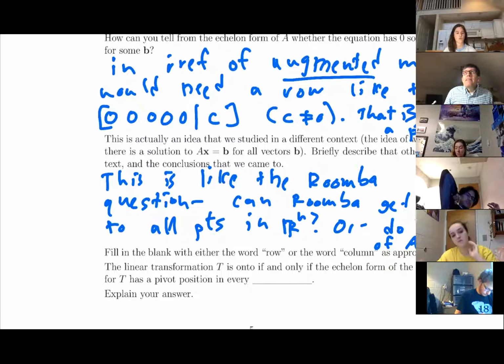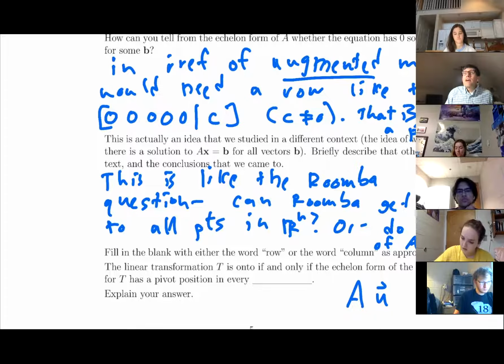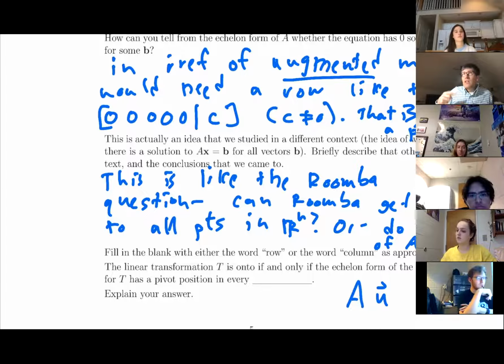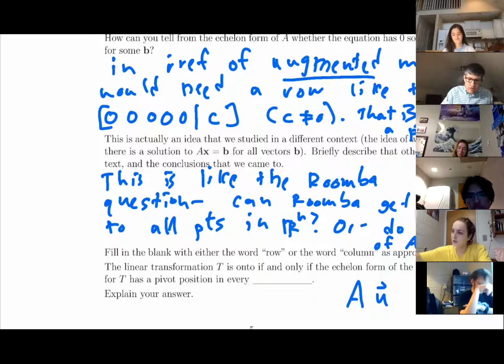Yeah, and the reason is because if I think about this notation, this A times U, that is a linear combination of the columns of A. Okay, so that's what we're looking at, right? Is there a linear combination of these columns of A? And so it really has to do with columns. Good question.